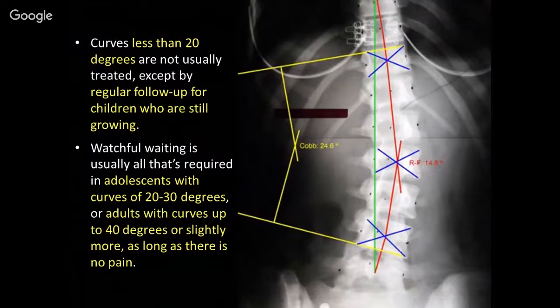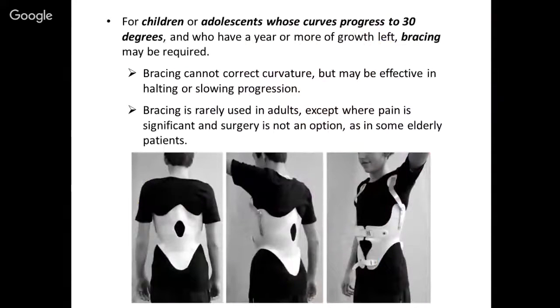Watchful waiting is usually all that's required in adolescents with 20 to 30 degrees, or adults with curves up to 40 or slightly more as long as there's no pain. And for adolescents or children whose curves progress to 30 degrees and who have a year or more of growth, they may be braced. And the medical profession agrees that bracing cannot correct the curve, but may be effective in halting or slowing progression. Bracing is rarely used in adults except where pain is significant and surgery is not an option, as in some elderly patients.